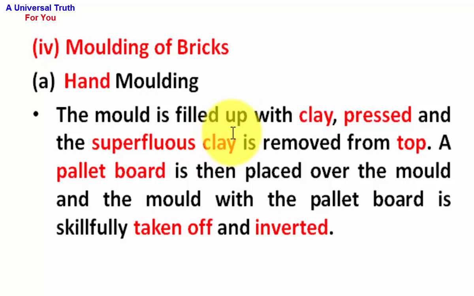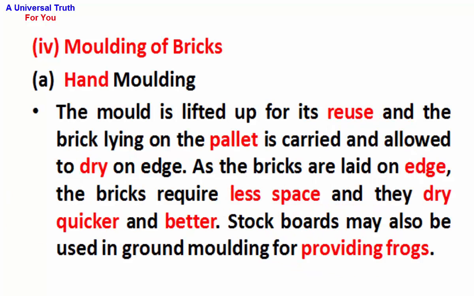The mold is filled up with clay, pressed, and the superfluous clay is removed from the top. A pallet board is then placed over the mold and the mold with the pallet board is skillfully taken off and inverted. The mold is lifted up for its reuse and the brick lying on the pallet is carried and allowed to dry on edge. As the bricks are laid on edge, they require less space and they dry quicker and better. Stock boards may also be used in ground molding for providing frogs.